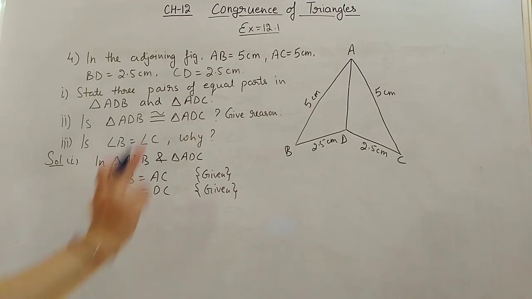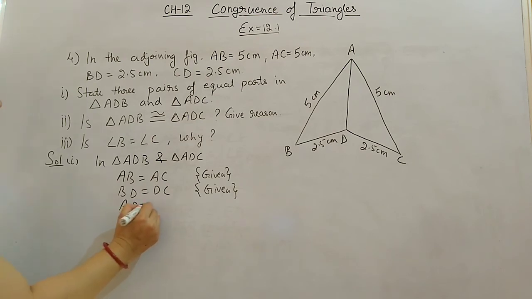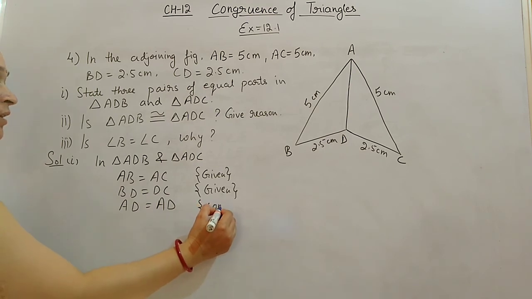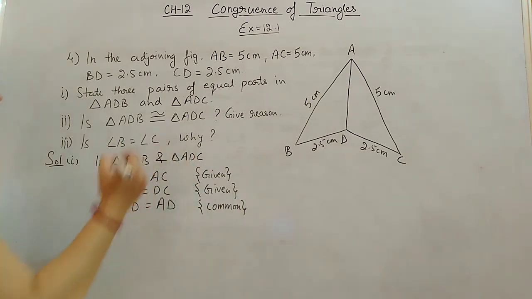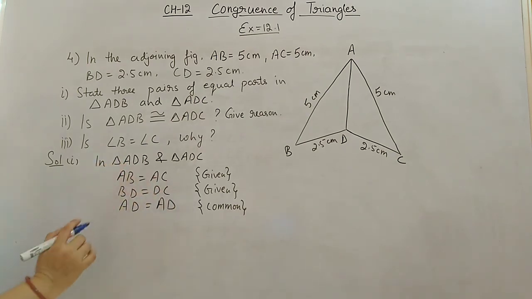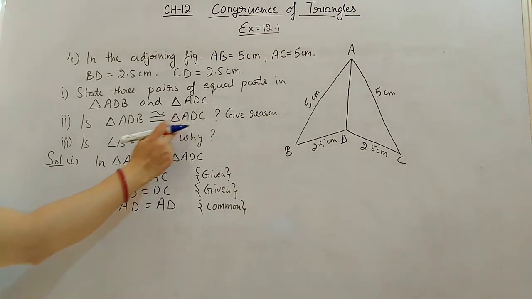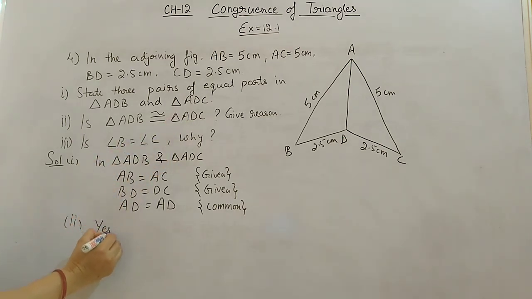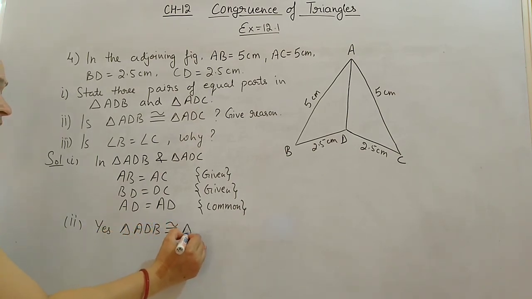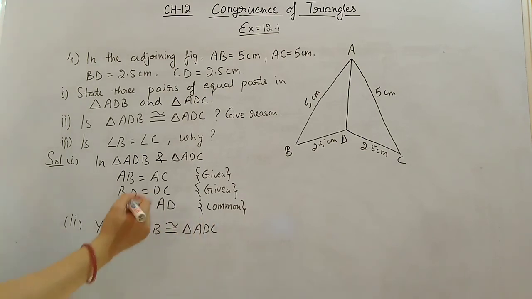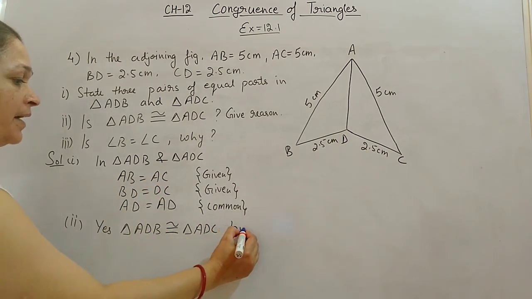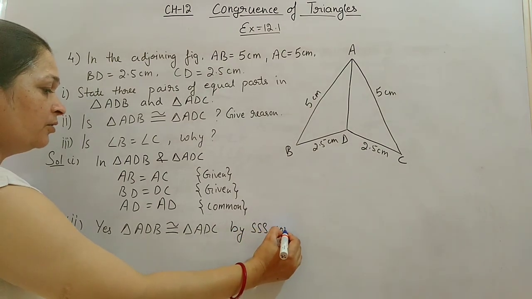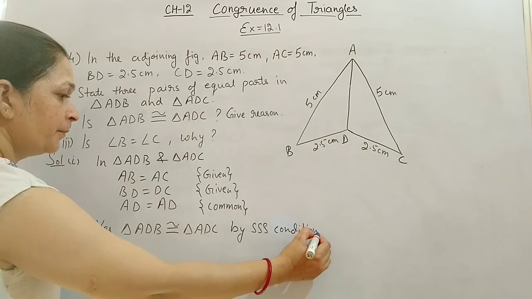Now one more side or angle we have to compare. So here we can easily compare AD. AD is coming in both the triangles. So AD is equal to AD. It is a common part for both the triangles. So all the three corresponding parts we have compared. Second part, is triangle ADB congruent to triangle ADC? Yes. Triangle ADB is congruent to triangle ADC by, we have to give the reason also, by SSS condition. All the three sides we have compared here.